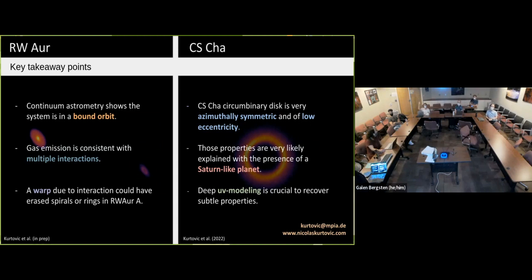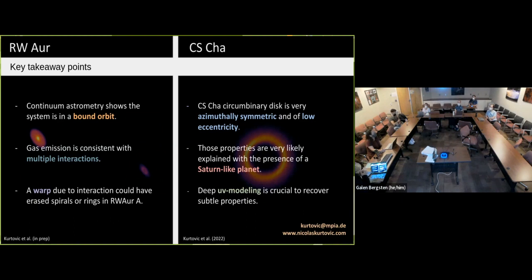Thank you very much. That's very interesting. I'm interested in RW Aurigae. I think you mentioned that the periastron is smaller than the disk size, but I wasn't sure, is that the dust or the gas? Oh, it's smaller than the gas size. The gas. And it is around the same distance as the dust size.